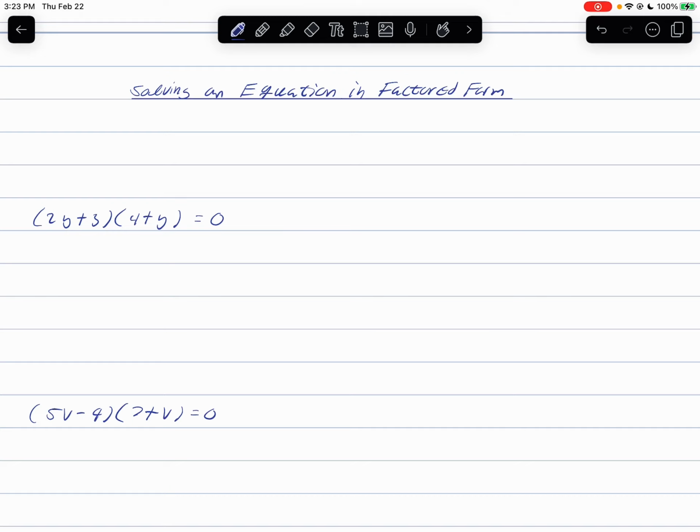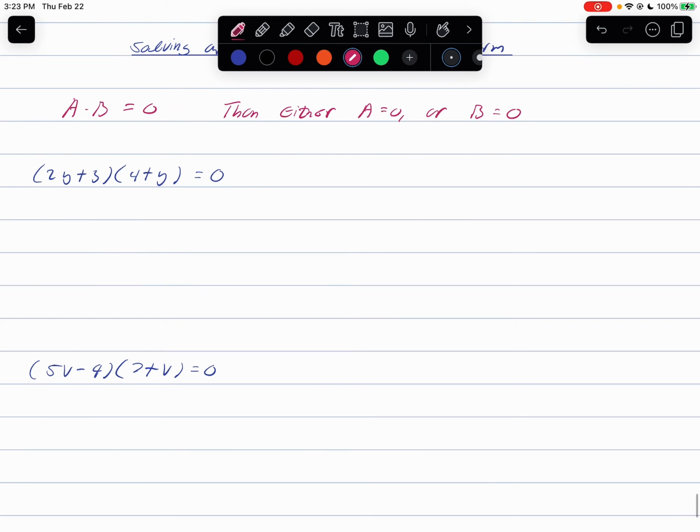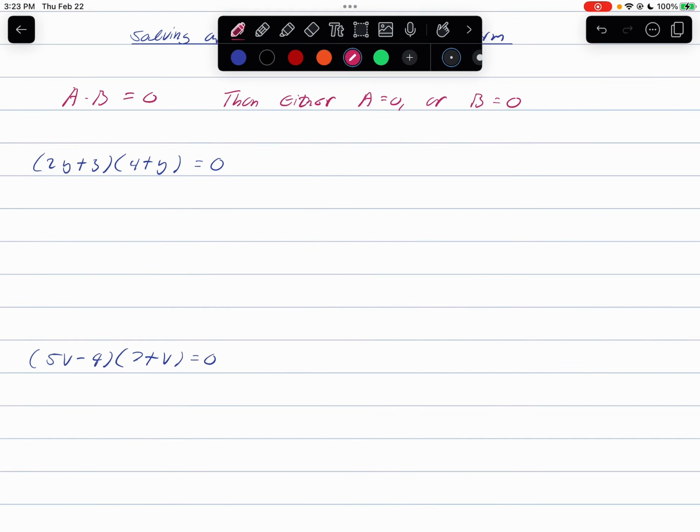Okay, so we have to do a little property first. If we have a times b is equal to 0, then either a is equal to 0 or b is equal to 0. So at least one of them, they may both be 0, but at least one of them has to be equal to 0. Okay, so when we're given equations like the one we have here, 2y plus 3 times 4 plus y, we have to figure out all the different times that this could be equal to 0.